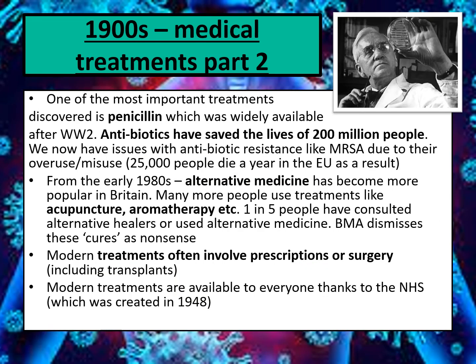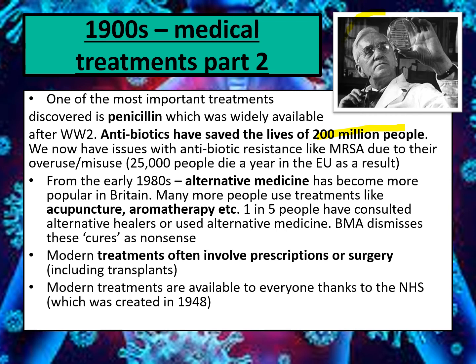So one of the drugs that many pharmaceutical companies produce is penicillin, and obviously this is absolutely one of the crucial treatments to know about for the 1900s, because this was the first antibiotic and it's estimated to have saved the lives of 200 million people since it was discovered in 1928.